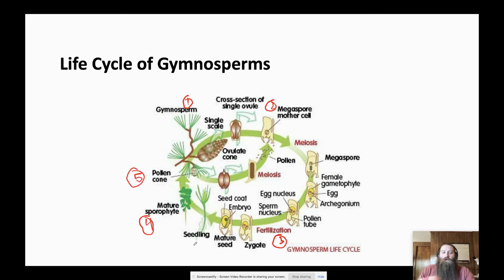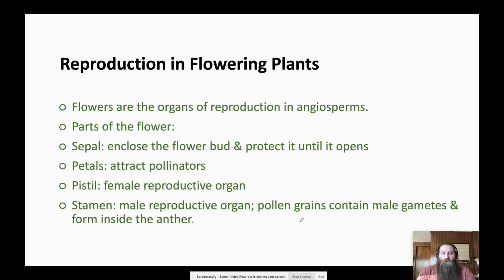Now, pollen cones, this little circular one, is what's producing our male line, right? So this is our male side. It's producing the pollen. Where we started, the ovulate cone is producing the female line, the egg line, right there. And they come together to make that megaspore. Okay, so that's gymnosperms. That's how a conifer reproduces.